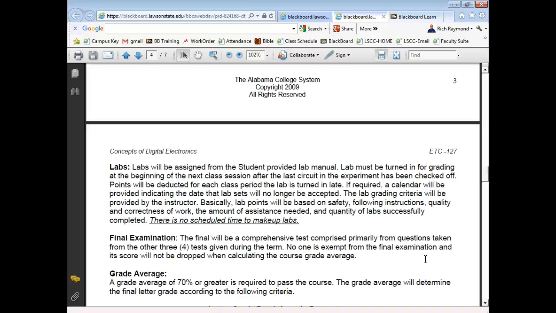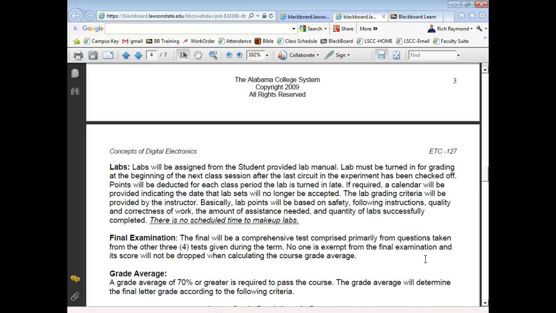So what we do is, once you finish constructing a circuit, they have lab questions at the end of every lab. What we try to do here in lab is do the lab, and then we let you answer the questions on your lab at home.